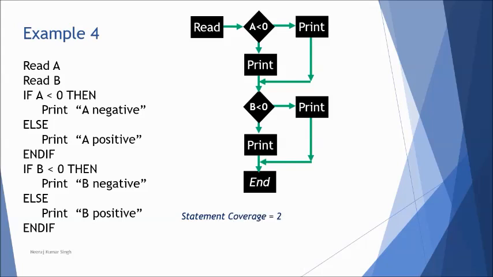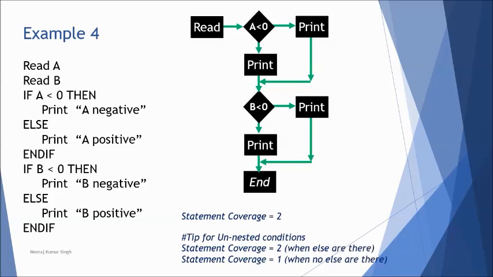Now in this case, the formula for the statement coverage, or number of test cases required for 100% statement coverage, will be different. We say that statement coverage will be equal to 2 when else are there. That means even if one node is present on the else path, or in the program you have even one else, the statement coverage will always be 2. If you do not have any else in the program, in unnested, it will always be 1, because you just need one path inside, and that's all. You have the right answer for that.